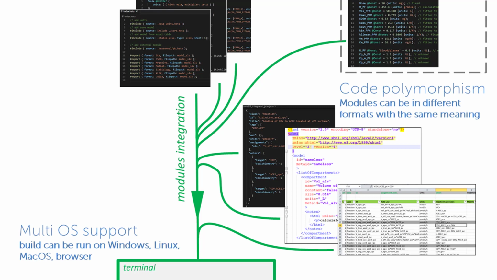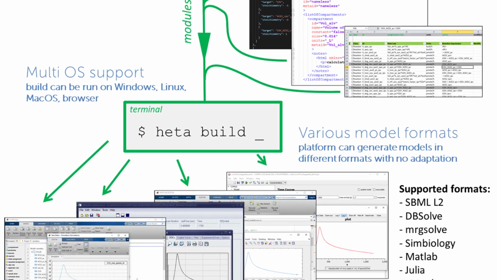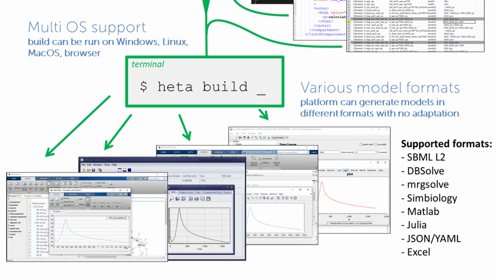When everything is ready, you can execute the Heta build command. If something is wrong, the compiler prints you the bug information and you can fix and execute the command again. After the compilation, you get the models in different formats depending on your needs. These files can be run in simulation tools.